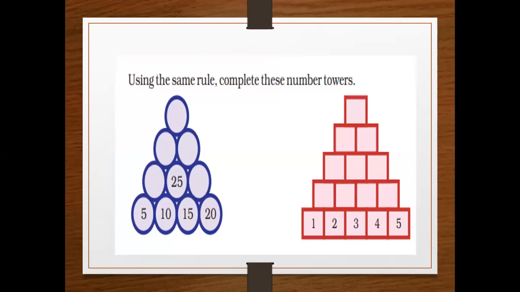Next question: number towers. Number towers means at the bottom there are some numbers. Grouping two numbers, add and get the answer in the circle above. Add two numbers to fill the circle above. That's how you have to manage the number tower. One example is given there: 5, 10, 15, 20. If you see 10 and 15, add them and the circle above will be there. I think this is clear to you.